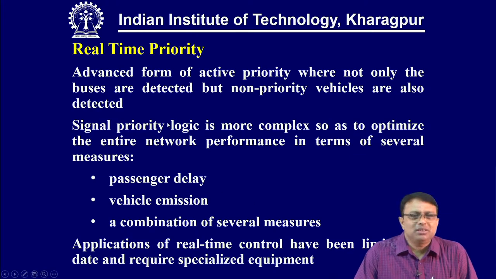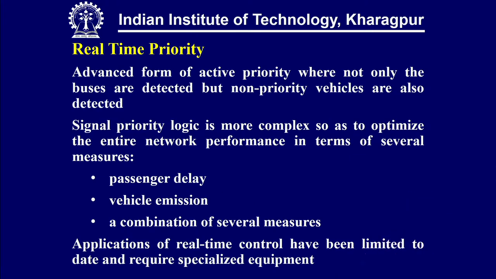Real time priority, yes, it is also active priority, but what we are doing here is that not only the priority vehicle, that means not only the bus, but you are also sensing all other parameters from all approaches, what the vehicles are, how much the queue length is, and so on, all the data. Then you consider the overall system, all approaches. So, you are trying to minimize the passenger delay, vehicular emission, or maybe a combination of several factors, and accordingly you are giving priority, and in that process you are giving priority to buses.